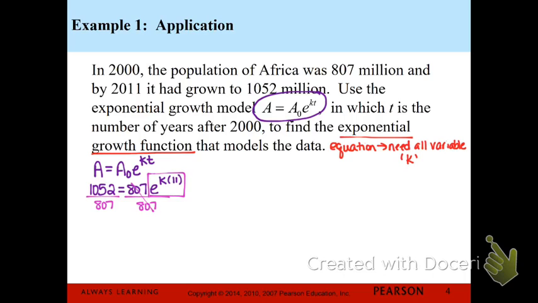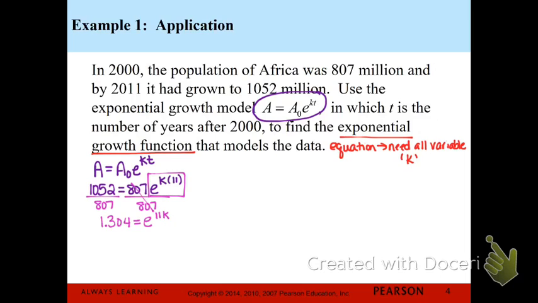So we got 1052 divided by 807. Go ahead and round it to 3 decimal places. 1.303. Okay, 1.304 rounded correctly, right? And K times 11, I'm just going to rewrite as 11K.